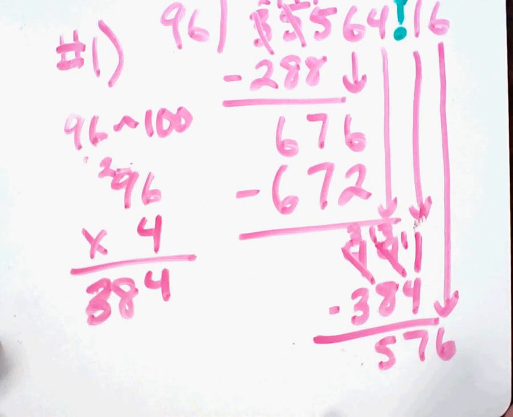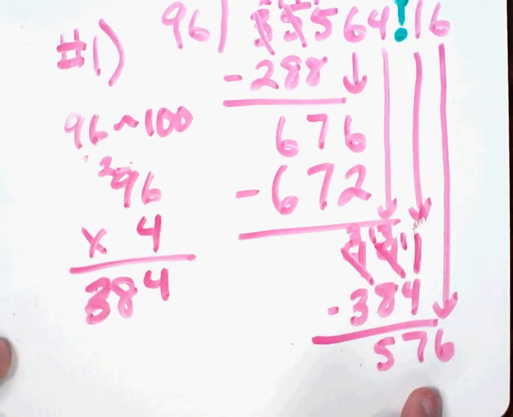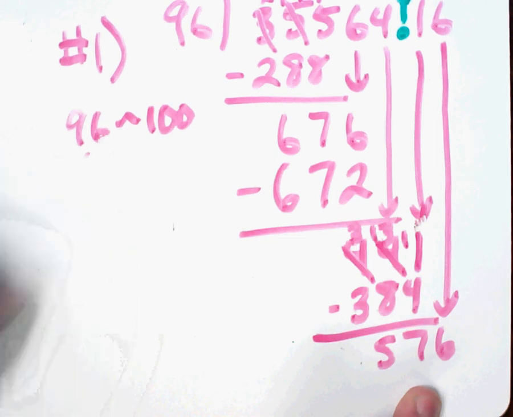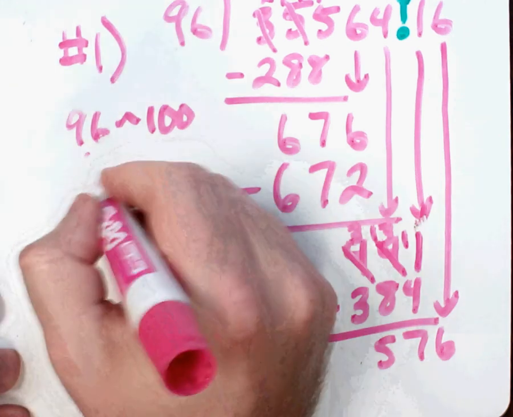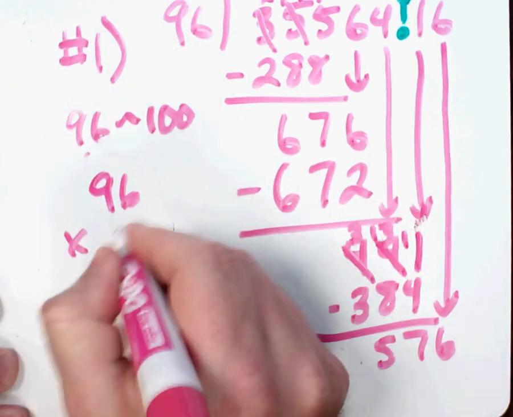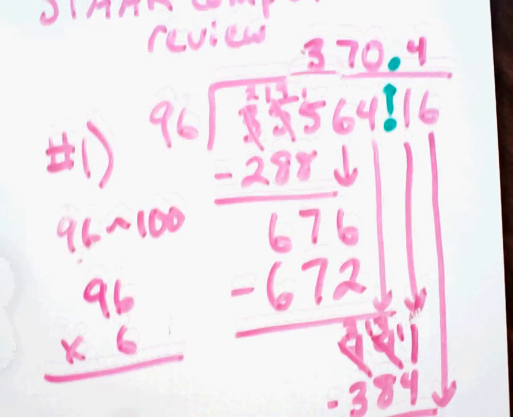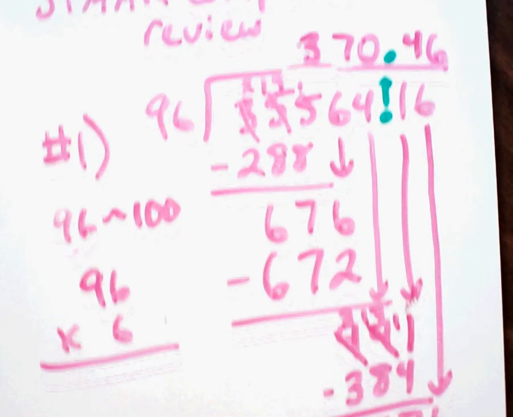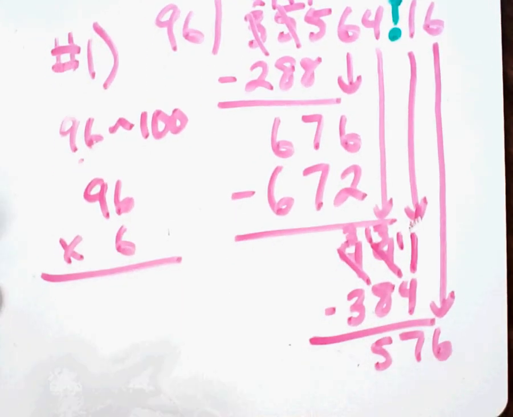And again, I'm estimating at 100, and that's pretty close to 600. So I'm going to go ahead and try to do 96 times 6. And hopefully that will work. Slide up here, so I'm going to put the 6 up here and hope that my estimate is going to work. And then we'll do the computation down here.